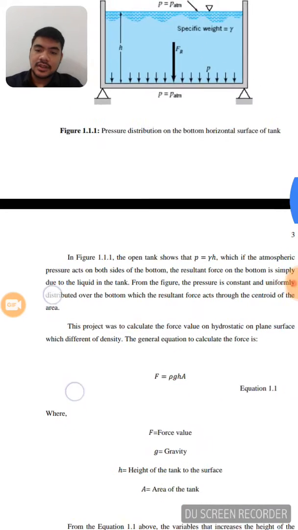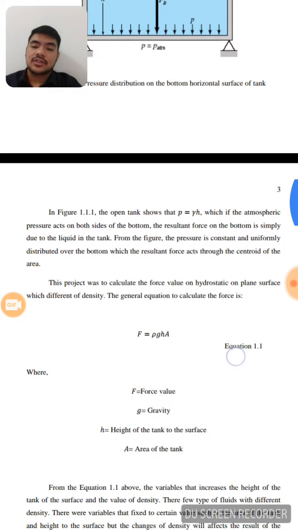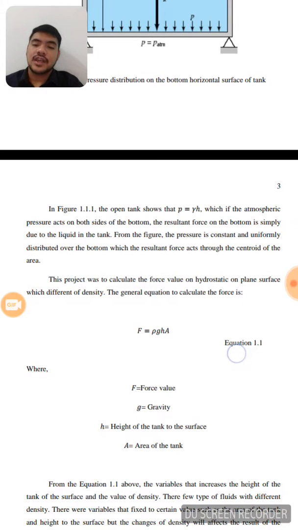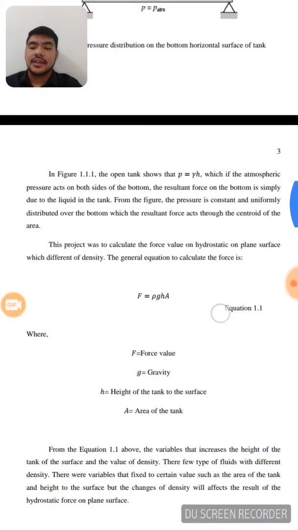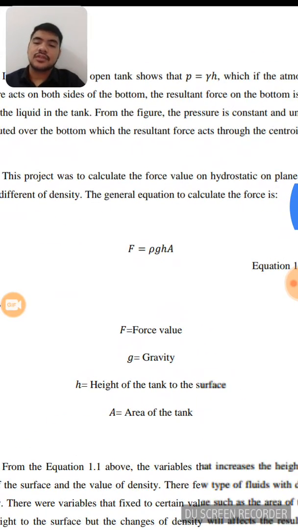So this is our figure 1.1. The open tank shows that pressure is equal to specific weight times height, where atmospheric pressure acts on both sides of the bottom. The resultant force on the bottom is simply due to the liquid in the tank. So the pressure is constant and uniformly distributed over the bottom, and the resultant force acts through the centroid of the area. So this is our general basic equation: force equals density times gravity times height times area.